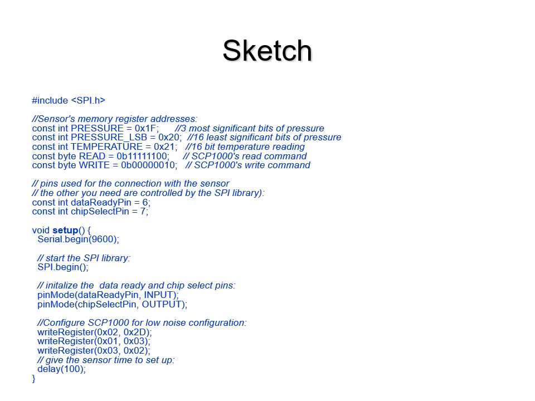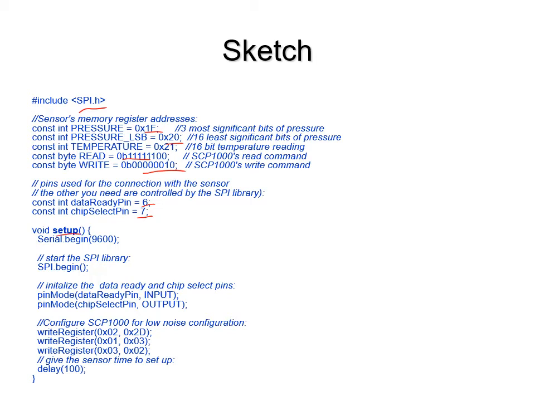Now here we have the program, and you can see we are using the SPI object, therefore we should include the SPI header, and we declare some parameters. They are the register values which will be used by the program, and the read command and write command are in binary strings. And we declare the pins, pin 6 and pin 7. Pin 6 is connecting to the data ready pin, and pin 7 is going to select the sensor.